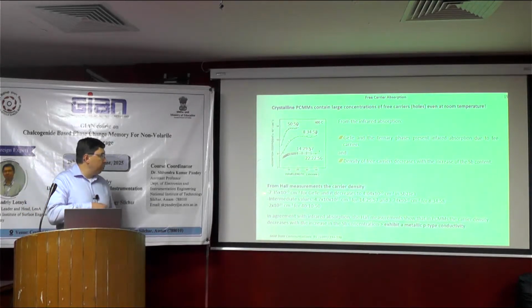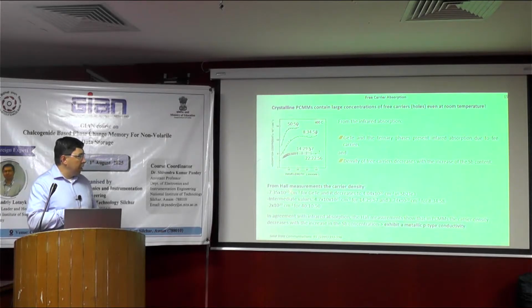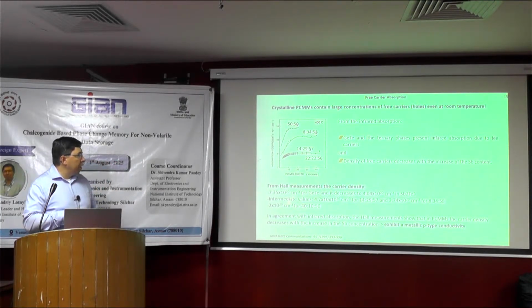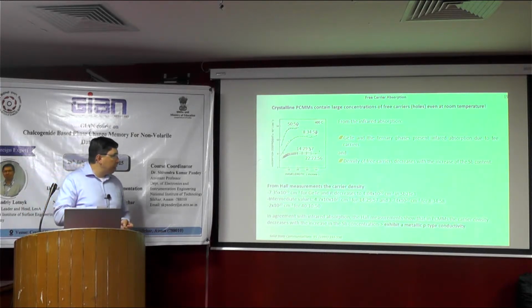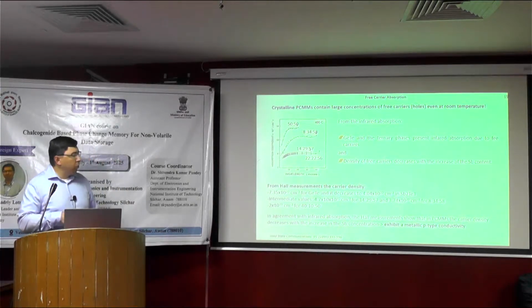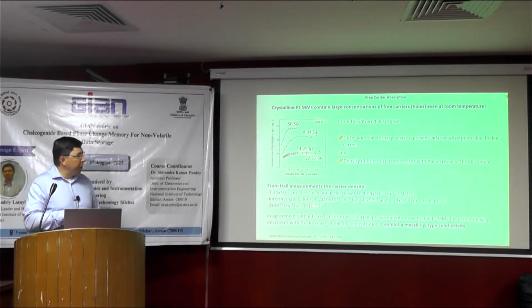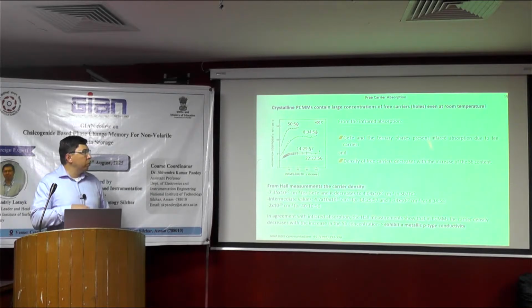So for germanium telluride, for all compositions, it's in the range of 10 to the 20 centimeter -3. Compositional dependence, but it contains very high carrier density. And so what does it show? It shows that these materials exhibit a metallic p-type conductivity due to this high free carriers in the material.